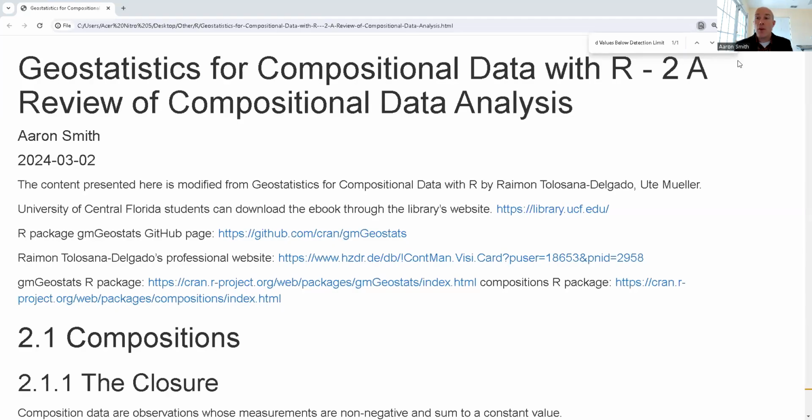Hi, in this video, we want to talk about missing values, zeros, and below detection limit data when we're dealing with composition data. Okay, so with compositional data, what we've got going on is I have non-negative values and my values add up to a constant.